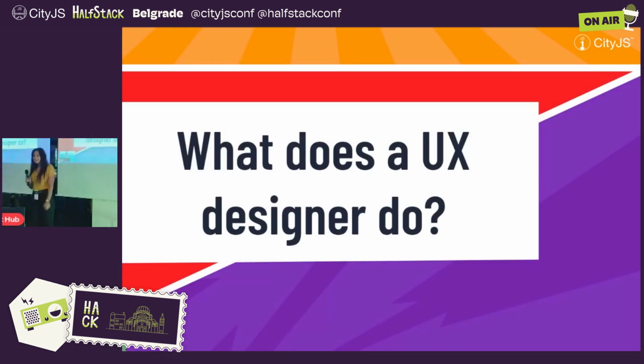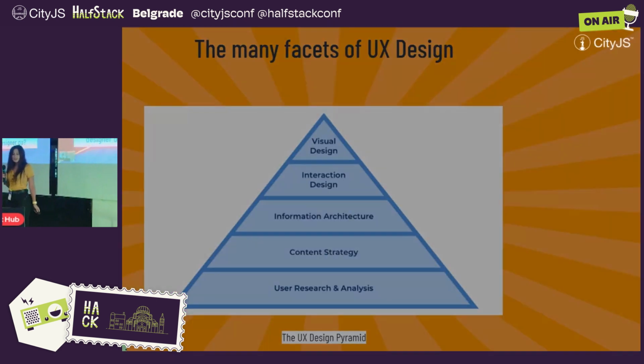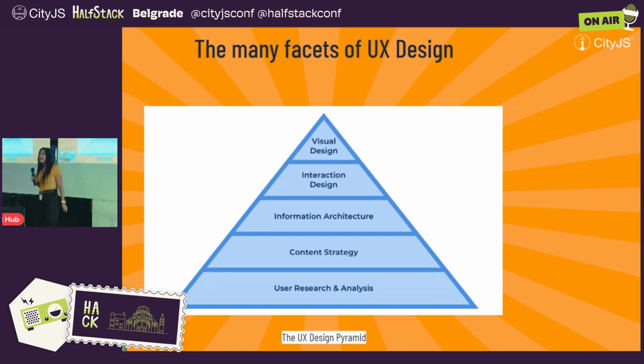Okay. What does a UX designer do? They do a bunch of things, and I have here a pyramid. I will start from bottom to top. We have user research and analysis, content strategy, information architecture, interaction design, and visual design. The UX designer, or it could be the UX researcher, usually we have a lot of names, will start from bottom to top, and mainly they will focus on the 3 bottom layers.